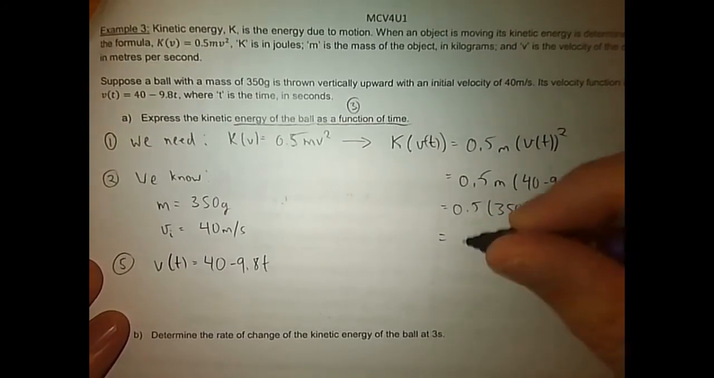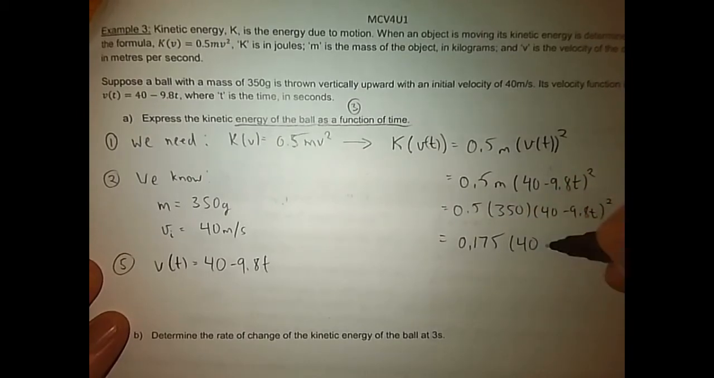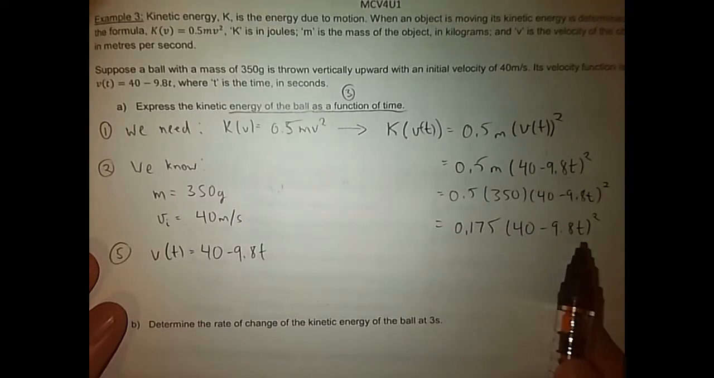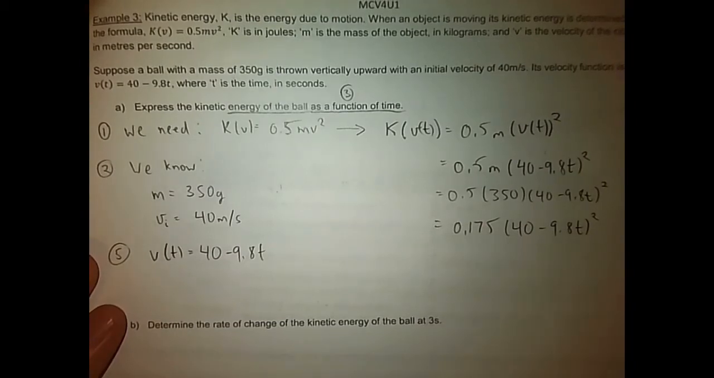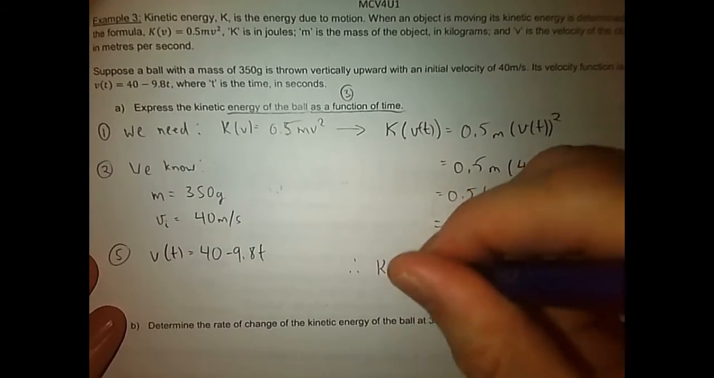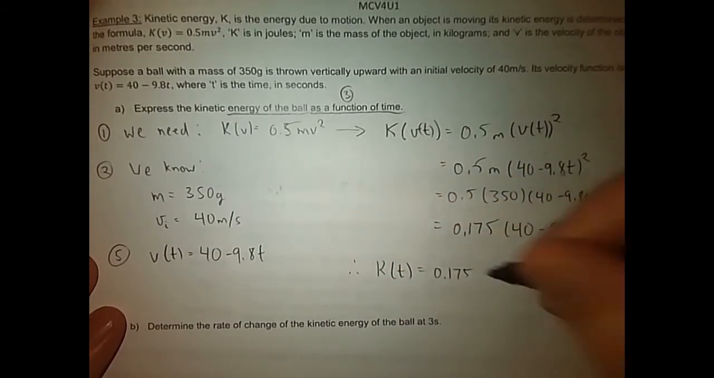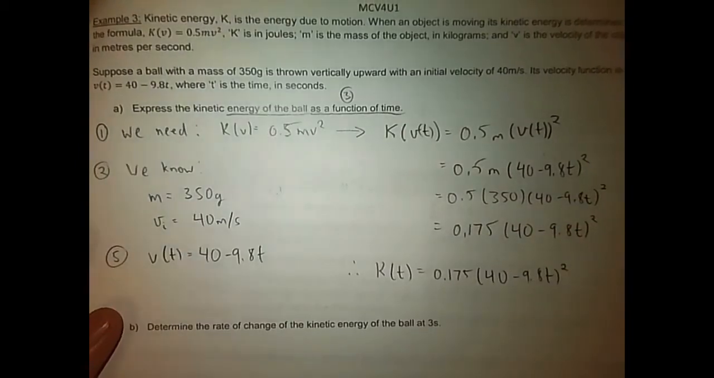And then I can just multiply these in the front. So I get 0.175 and then (40 minus 9.8 t) squared. I could expand this if I wanted to, but if I'm given a t value for time, then I don't really need to expand it. I can just put it in here, follow BEDMAS, and get my answer. So therefore, our equation, in terms of time, is 0.175 (40 minus 9.8 t) squared.